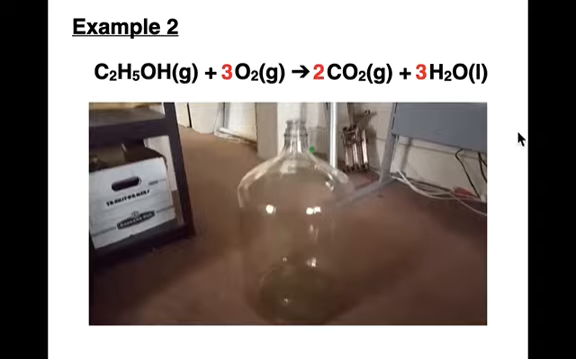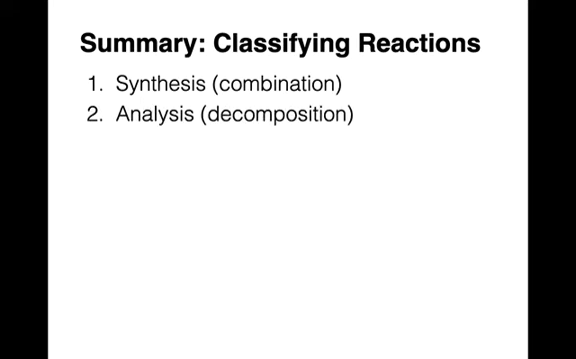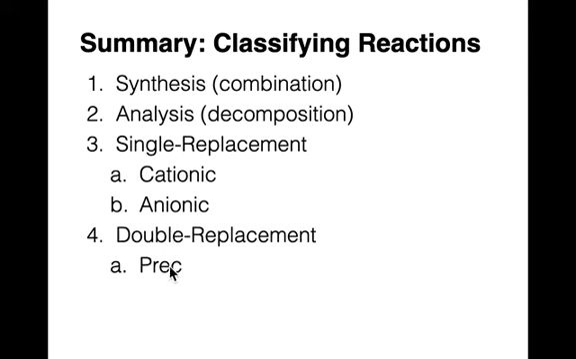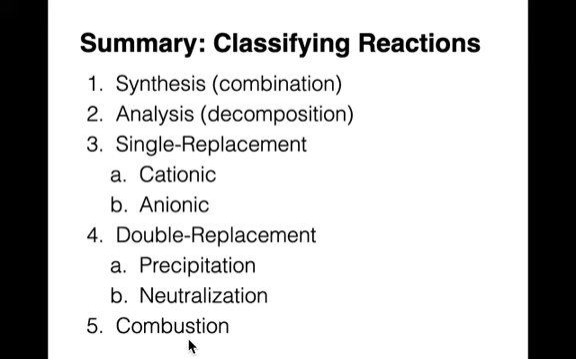Okay, now let's summarize this. Classifying reactions. So there's 5 types: synthesis, analysis, single replacement, which has 2 types, cationic and anionic, double replacement, which has precipitation or neutralization, and then combustion. Remember, combustion, you only need to know the burning of a hydrocarbon to form carbon dioxide and water. Okay, now, these are just 5 basic types of chemical reactions.